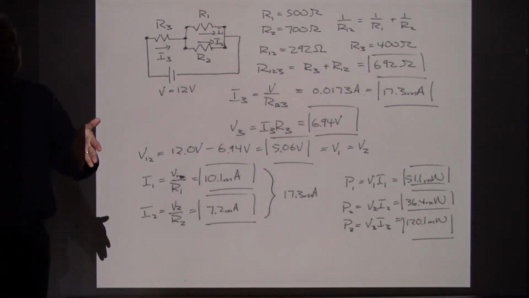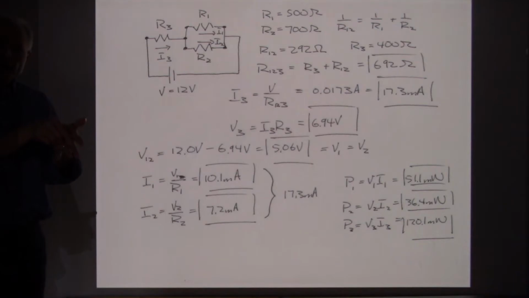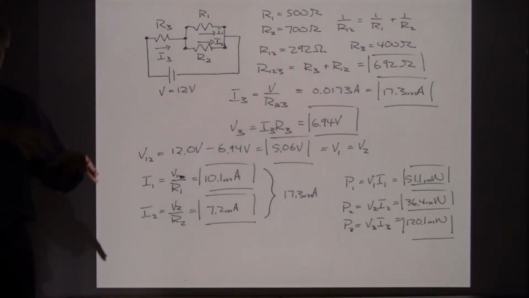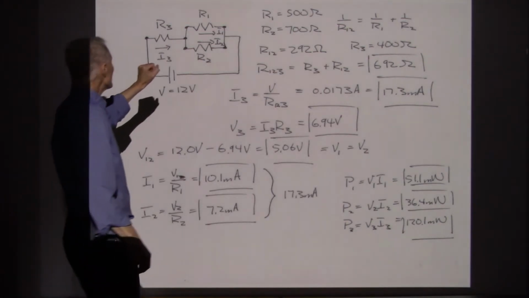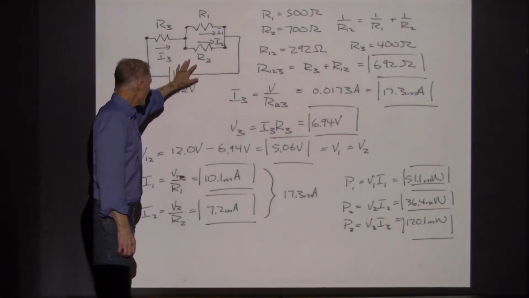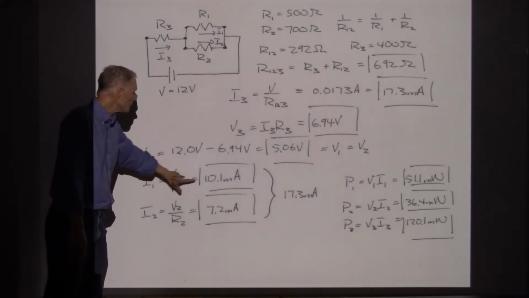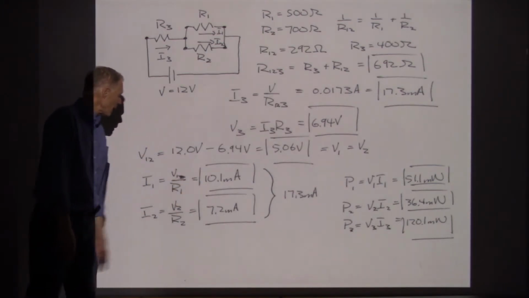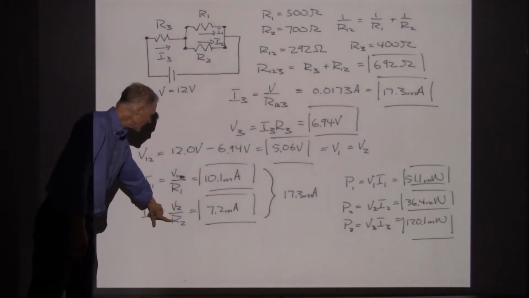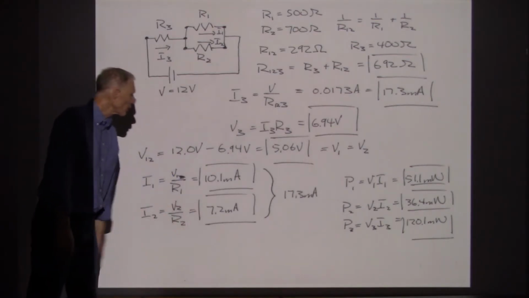See how I'm becoming specific for each device. Each device, potentially, is going to have its own value of voltage, its own value of current, and its own value of resistance. Maybe some of those numbers match another device in the circuit, but I've got to think in terms of each device either individually or in one of these equivalent resistances. And now I'm down to the individual level. So V1 divided by R1 gives me 10.1 milliamps, and V2 divided by R2 gives me 7.2.